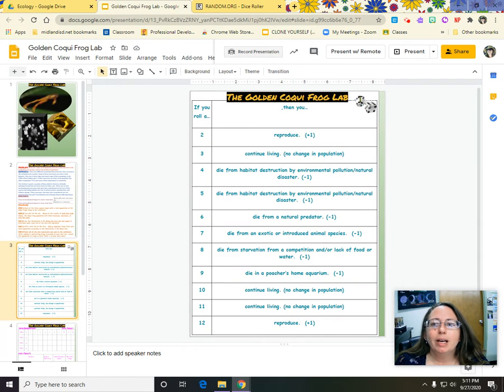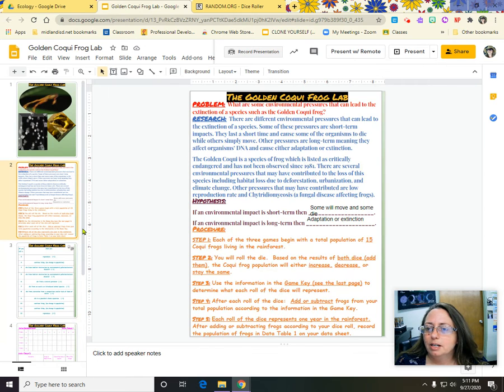So if I roll here a 2, it says that they're going to reproduce plus 1. So I would add 1. If I roll a 3, they're going to continue living, no change in the population. So the population would stay the same. If I roll a 4, they're going to die from habitat destruction by environmental pollution or natural disaster. So those are short term, right? Because those things are short term. Natural disaster, remember we said there's only a few pollutions that are long term. So that's -1. Okay, so that's some examples of what is going to happen.